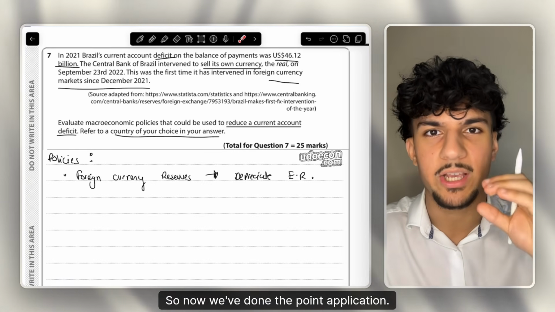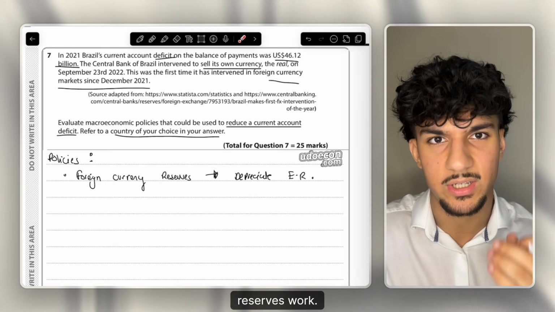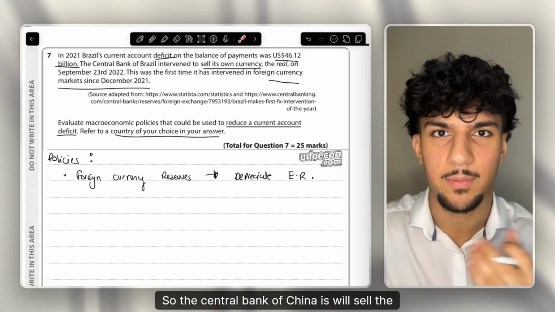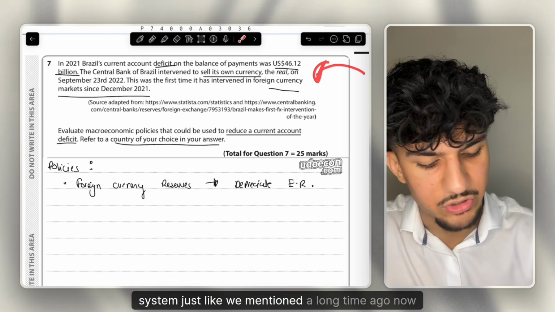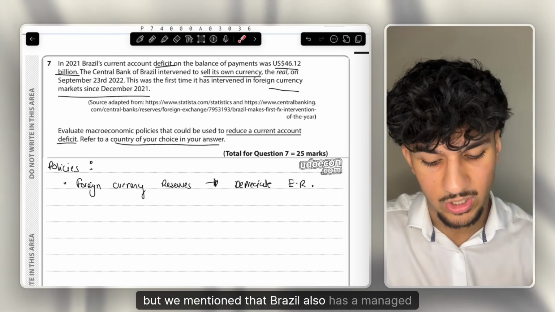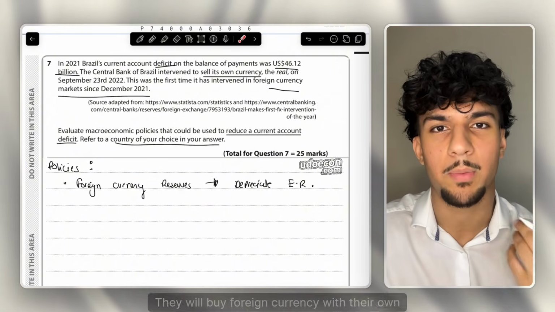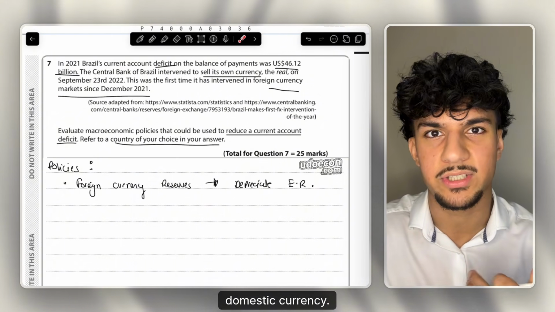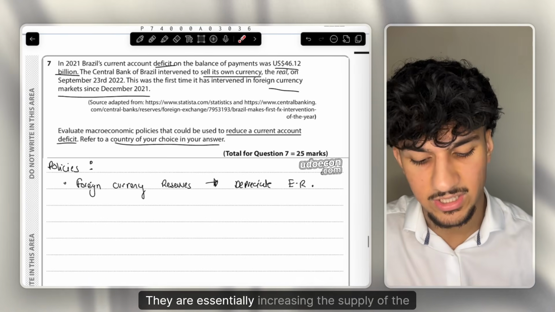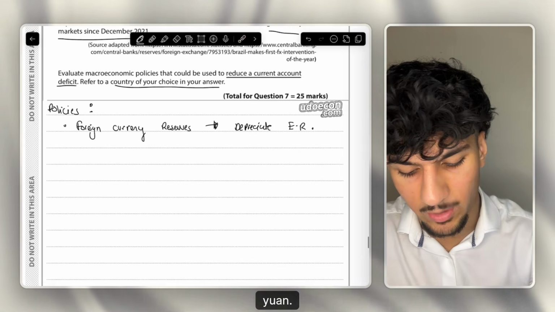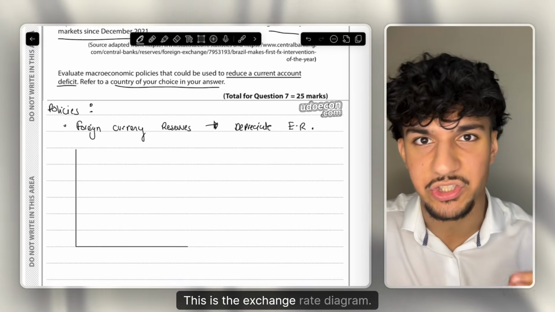So now we've done the point application, now onto the analysis, and here I'm just explaining how foreign currency reserves work. So the Central Bank of China will sell their domestic currency, which is yuan, and this is as China has a managed exchange rate system, just like we mentioned a long time ago, but we mentioned that Brazil also has a managed exchange rate system. But what will they do? On forex markets, they will buy foreign currency with their own domestic currency. Now, by using their domestic currency on the forex market, what are they doing? They're essentially increasing the supply of the yuan. And what can we show that on? Of course, we can show that on a diagram. Now, what diagram is this? This is the exchange rate diagram.